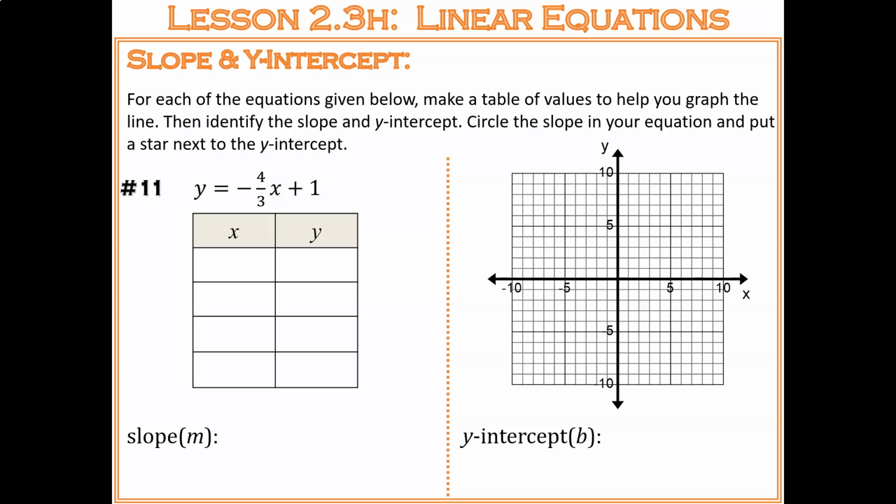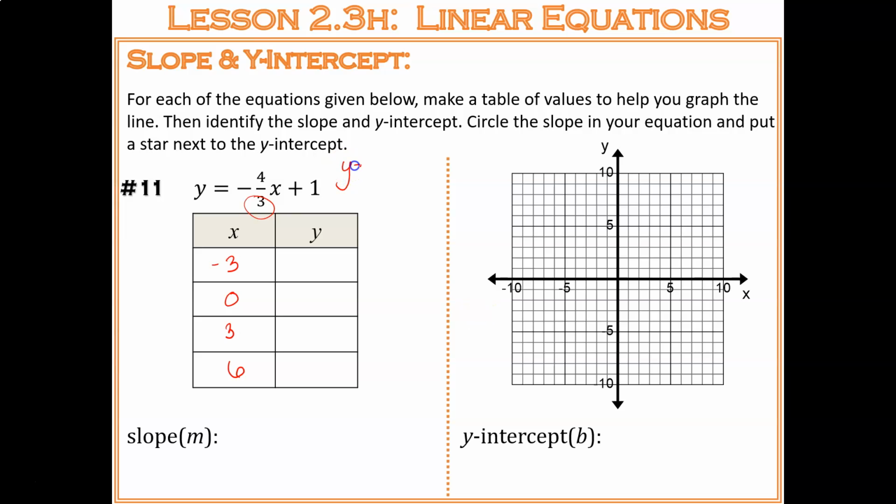Okay, we left off with number 11. We just have a few things left to do. Again, we have a fraction here, so I told you to pick x values that are multiples of the denominator. Multiples of the denominator. So I'm going to put -3 down, 0, 3, and 6. All multiples of 3. Okay? That way the math will be easier.